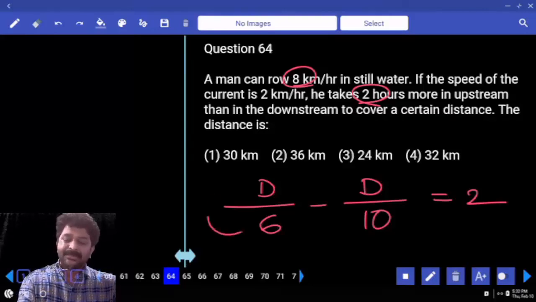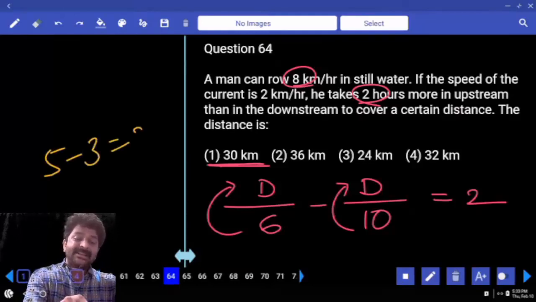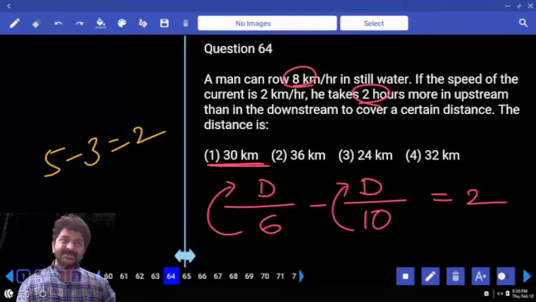So d value must be a multiple of 6 and a multiple of 10 only. So what is the common multiple for 6 and 10? 30. If you want to verify, you can verify. Substitute d value 30. What do you mean by 30 by 6? 5. What do you mean by 30 by 10? Is that difference equal to 2? Condition satisfied.